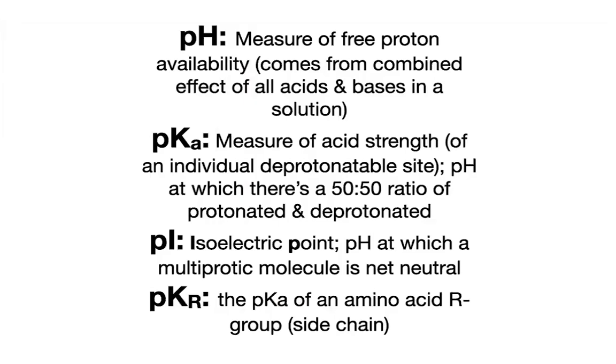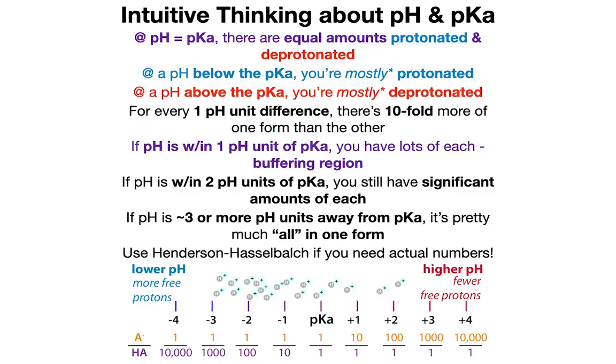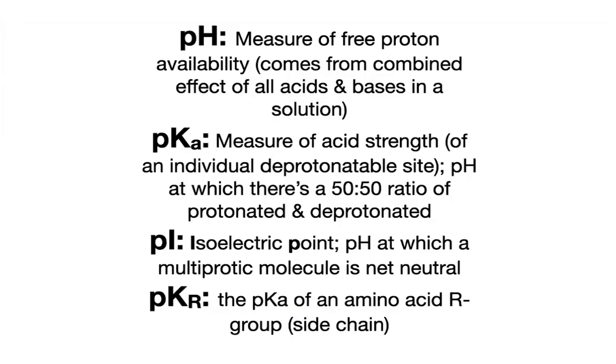Key things: pI, charge, pKa, individual acidic site. pKr is just the name for the pKa of an amino acid's R group, aka side chain. And pH is telling you about the solution level. You compare the pH to the pKa or to the pI or to the pKr in order to figure out what state things are in.